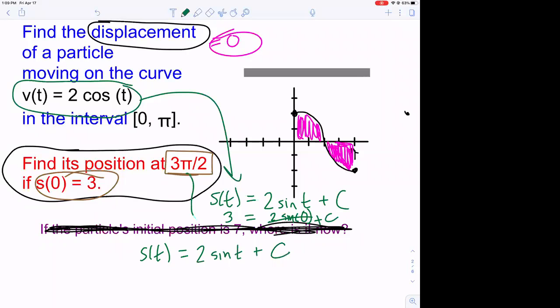And then you just plug in 3 pi over 2. Oh, sorry, plus 3. We just plug in 3 pi over 2, and we'll get what we need. So 3 pi over 2 is 270. Sine of 270 is -1. It'll be -2 plus 3. So right now, the position would be at 1.